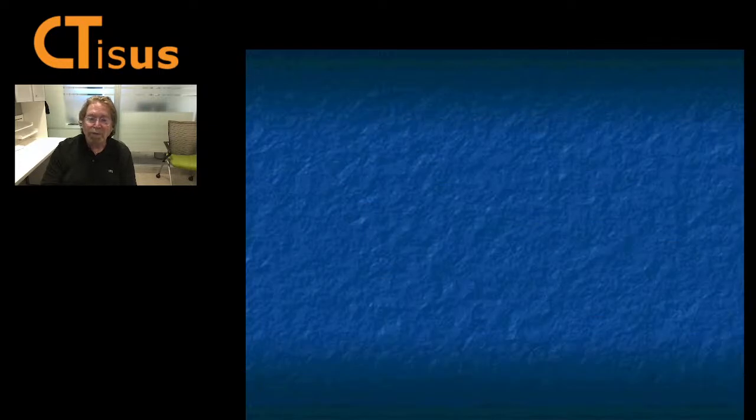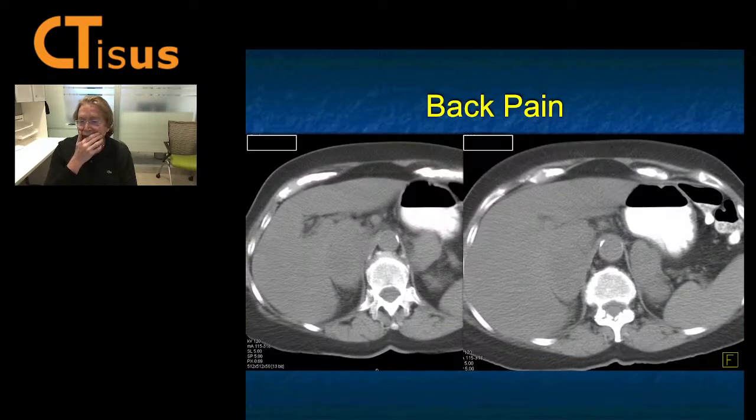Okay, what about this patient with back pain? Bilateral adrenal masses, non-contrast. It's not low density like adenomas. It could be mets, obviously. Melanoma, hepatoma, almost anything. Lung cancer. Could be pheo. There's no IV contrast, nothing's enhancing.